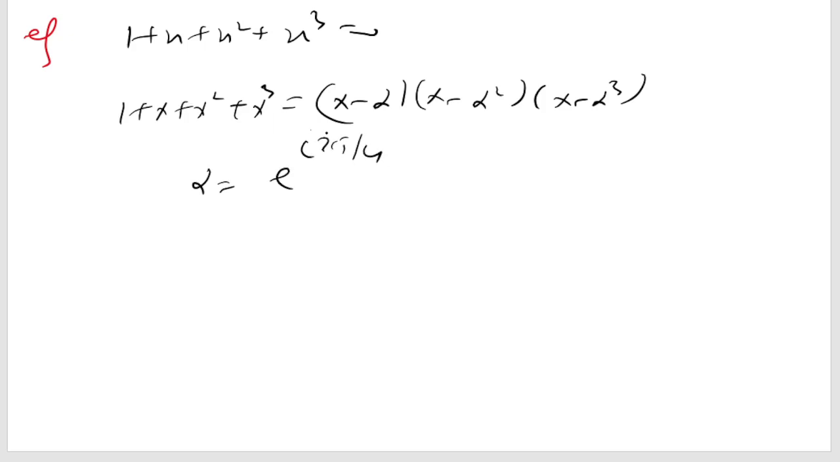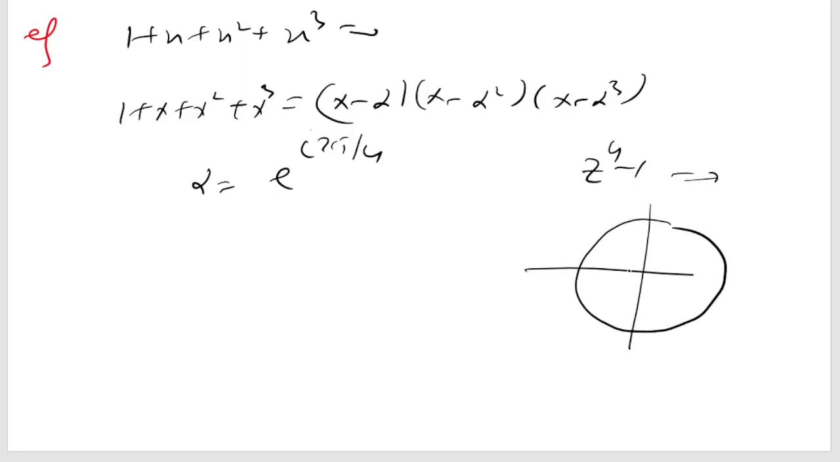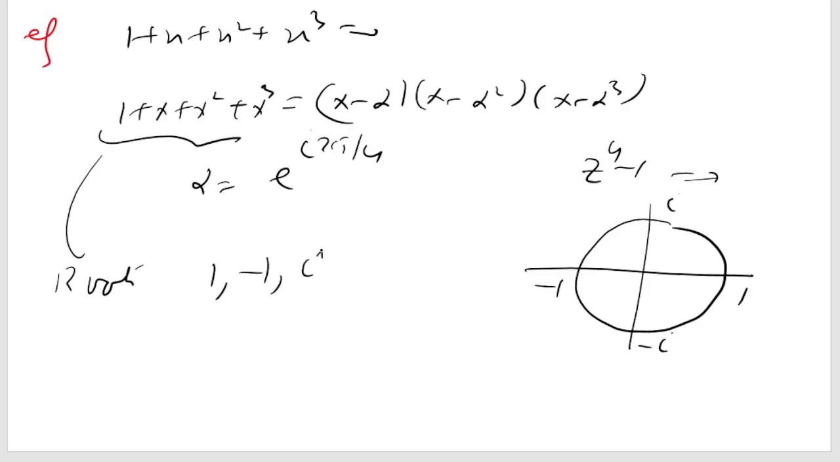Okay, that means we have to find the roots, and we have discussed in the previous slides that z to the power 4 is equal to 1. So what are the roots? They occur at 1, minus 1, i and minus i. So directly we can say the corresponding roots will be minus 1, i and minus i. These are the roots of the equation 1 plus x plus x square plus x cube is equal to 0.